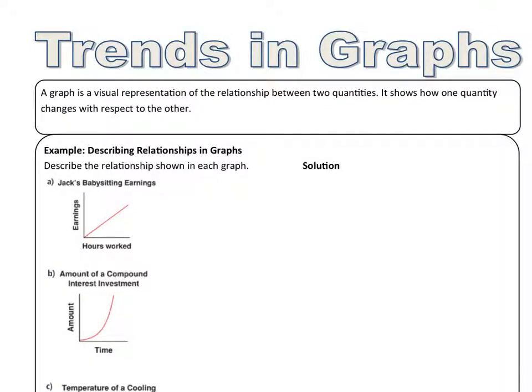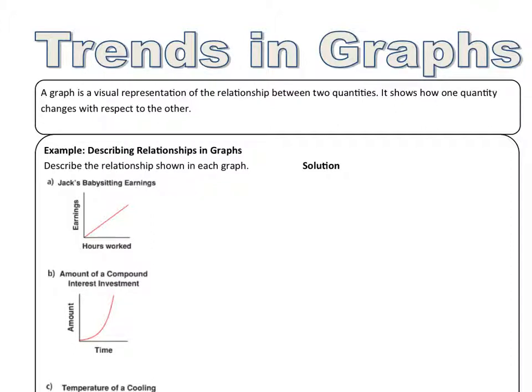Hey guys, so today we're going to do a lesson on trends in graphs. It kind of is a nice follow up to our unit that we just did in statistics. So we're going to look at different graphs and the different shapes and models that they make. A graph is a visual representation of the relationship between two quantities, which we saw in statistics, between the independent and dependent variables. It shows how one quantity changes with respect to the other.